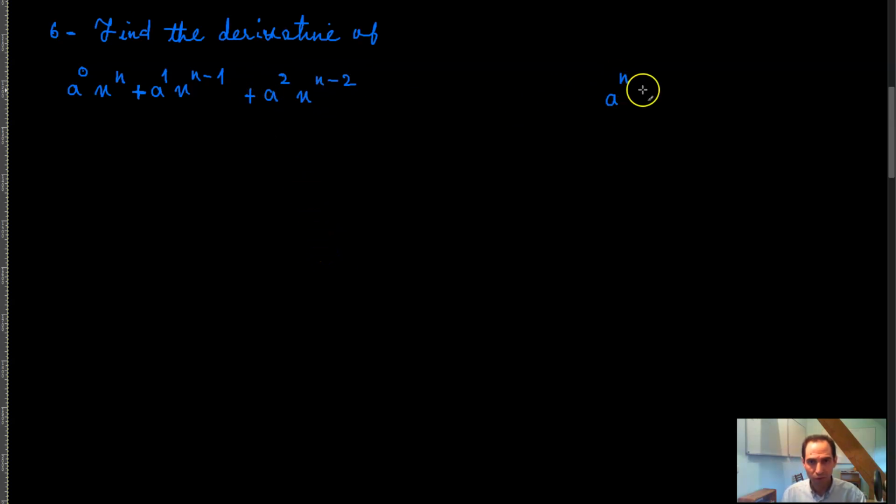Now, over here I have x as well. So the power of x is decreasing because you have x raised to the power n, n minus 1, n minus 2. And the power of x is always n minus this number.